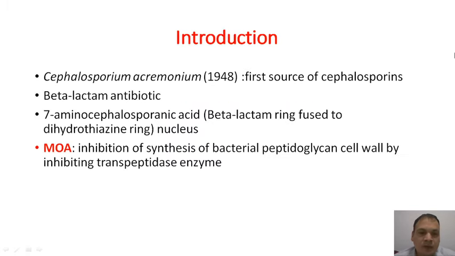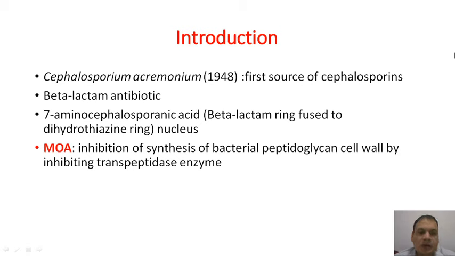If we go a little into the history, the first source of cephalosporins was a fungus known as Cephalosporium acremonium. In 1948 it was extracted, and generally it was used in war-wounded patients, especially for skin and soft tissue infections.